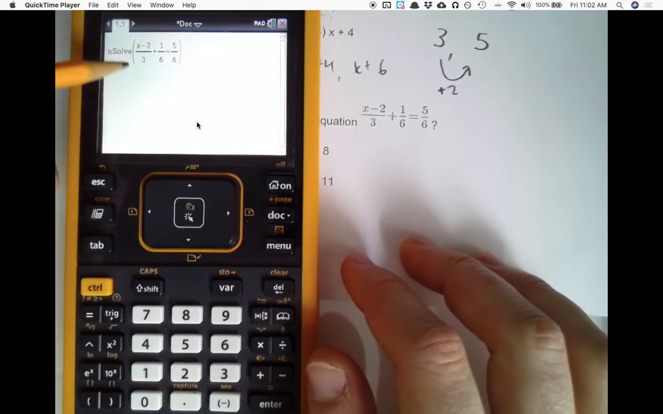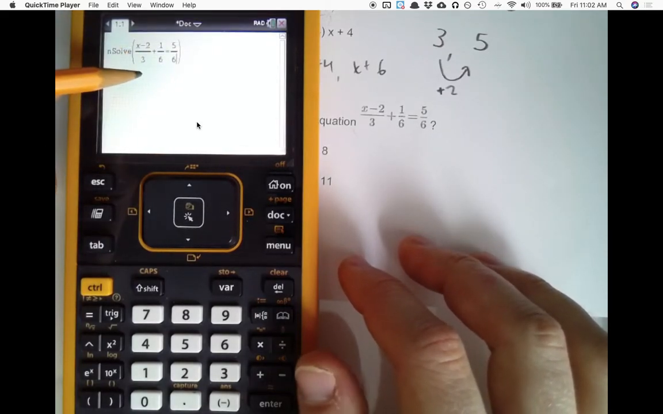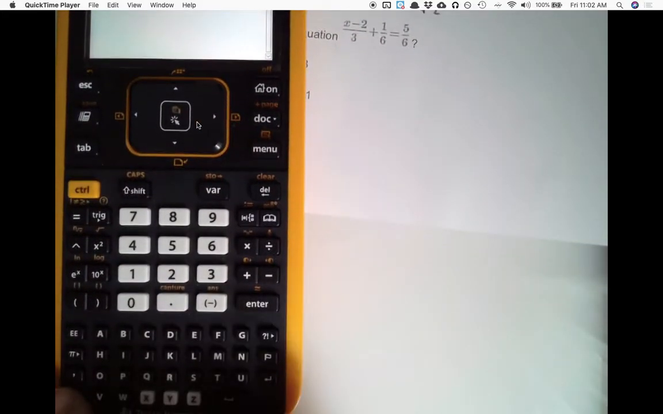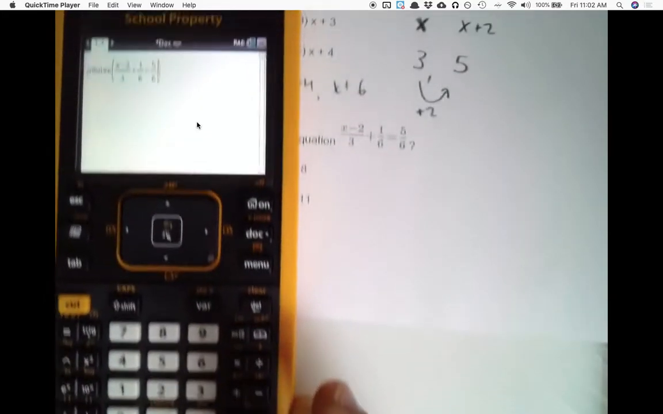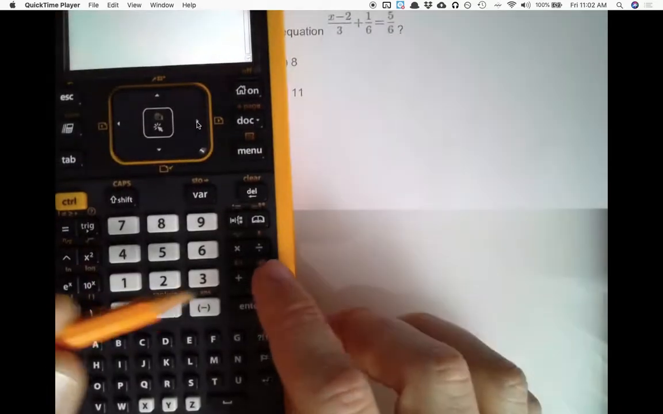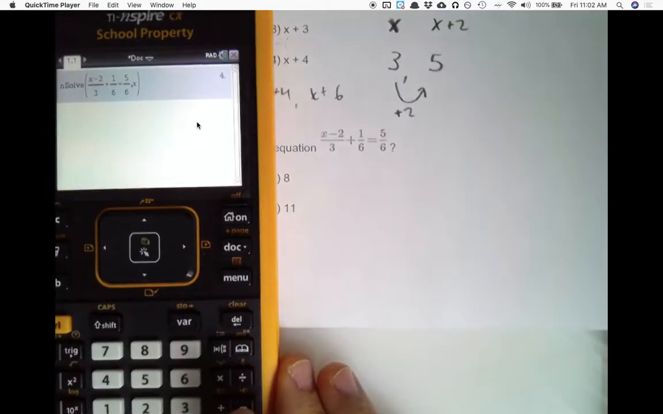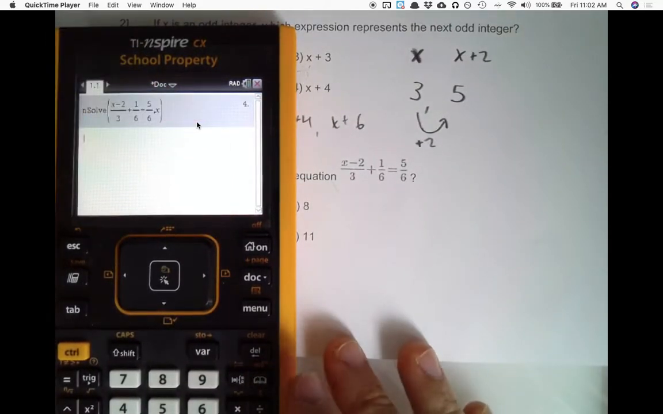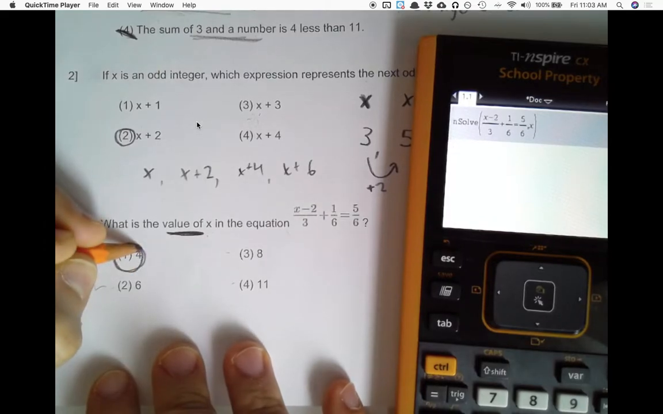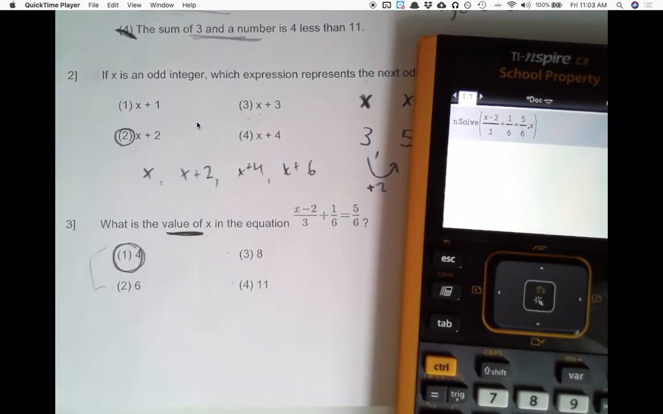It will not solve it for you yet. What you've got to do is tell the calculator, here's the equation that I want you to solve. And then you've got to hit comma, which is all the way down at the very bottom of the calculator, and then the variable you're trying to solve for. I want to find x in this case, so comma x. And if I hit enter right now, it should give me my answer, which is 4. That looks like it's answer choice number 1 over here. That's it for this one.